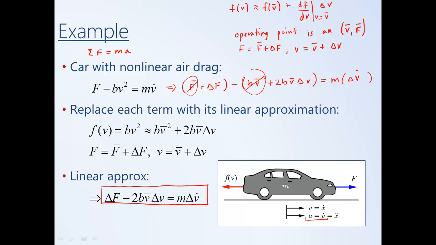In particular, we can find the Laplace transfer function for this system. Take the Laplace transform, assuming zero initial conditions, rearrange it into the form output over input. We can get a function delta v of s over delta f of s, where the attractive force is the input and the velocity of the vehicle is the output.